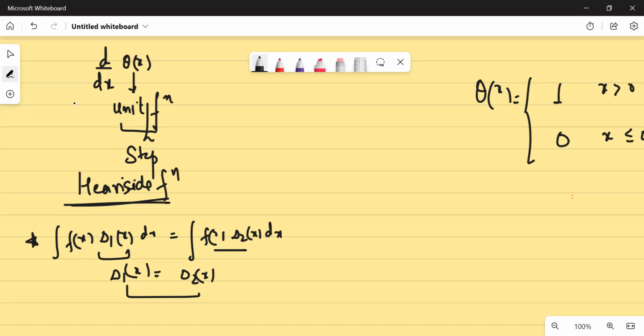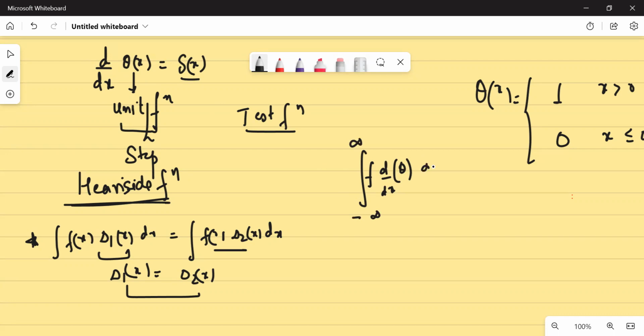So whenever you are doing this kind of thing, just use a test function and try to find an integral involving it. This is the Dirac delta function. So let us see how. If you try to find d by dx theta x, multiply it with f, and integrate it from minus infinity to plus infinity dx. Then just do integration by parts.